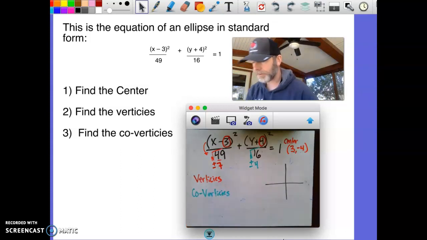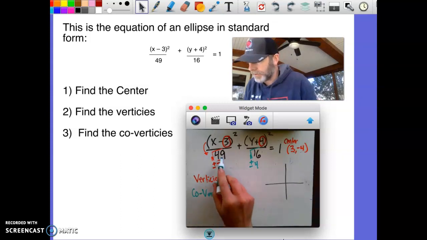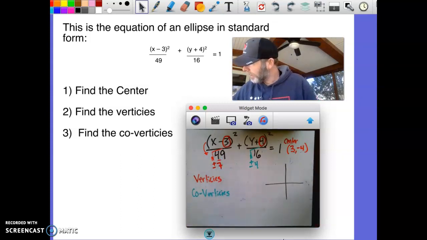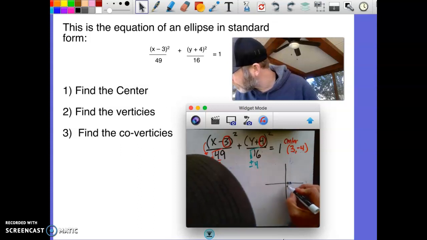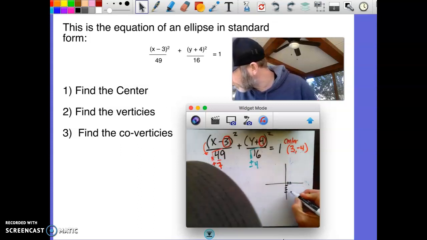It doesn't really matter the order. I like to find the vertice first. That's a larger number, and then the co-vertice. Okay, so let me sketch my center. 3, negative 4. 1, 2, 3. 1, 2, 3, 4. Down here.